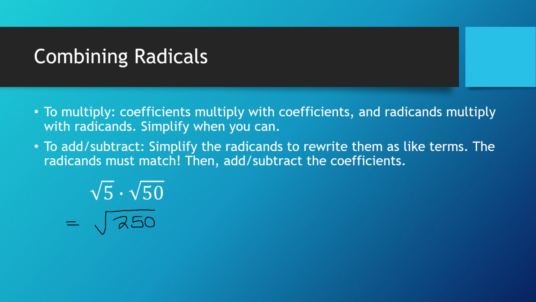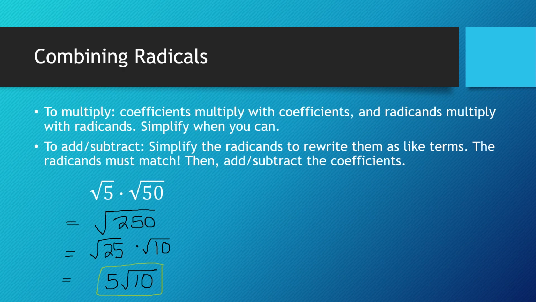250, let's see, there's lots of ways we can do that. Let's do 25 times 10 because I know that that one will work out. The 25 will work out. So this is equal to the square root of 25 times the square root of 10. And I know that the square root of 25 is just a plain old 5, no more root. And then the square root of 10 can't be simplified any further, so I am finished. This would be my final answer.